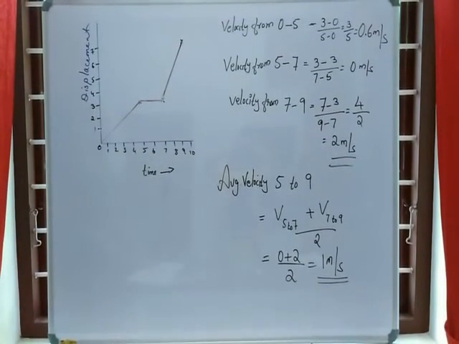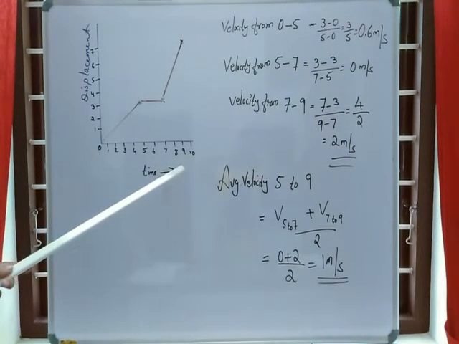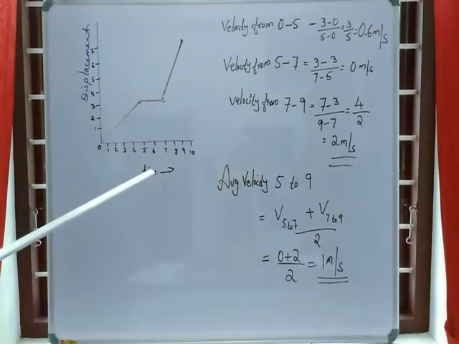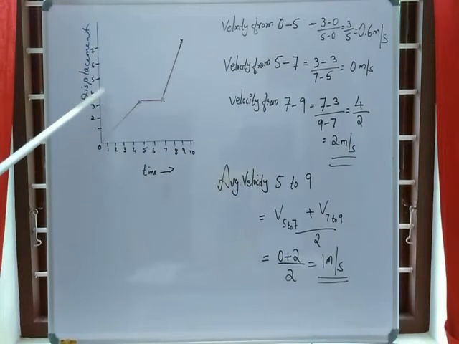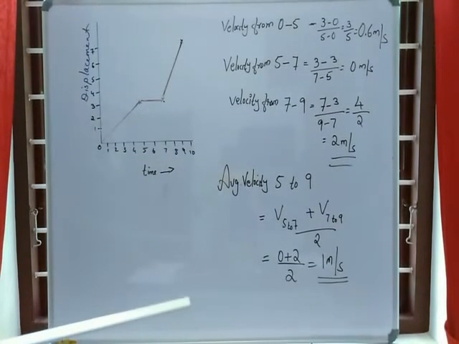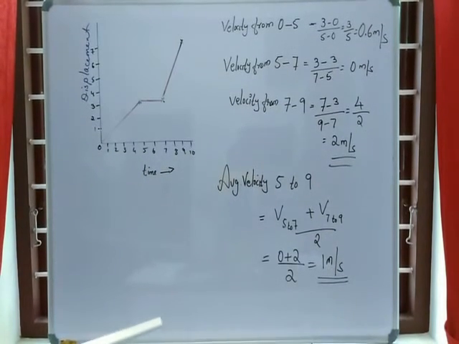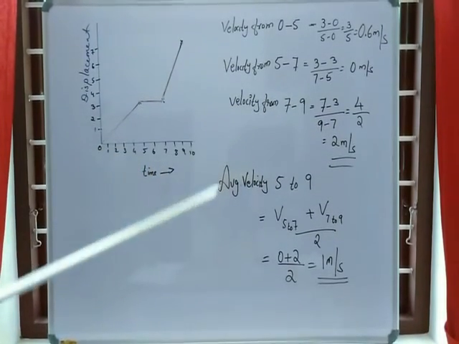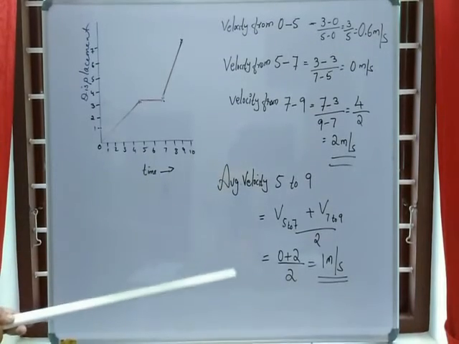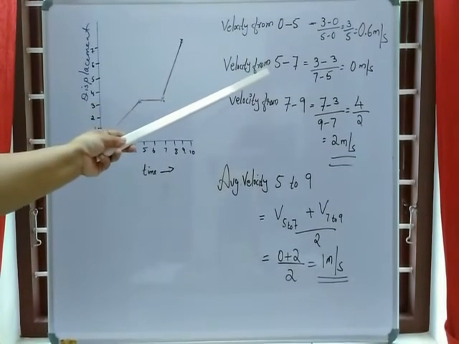Next is velocity from 7 to 9. You are asked to calculate the average velocity from 7th second to 9th second. Again same formula. Velocity is displacement by time. You have to take final displacement minus initial displacement, 7 minus 3, by final time minus initial time, 9 minus 7. You will get 4 by 2. That is 2 meter per second. So we calculated the velocity from 0 to 5. Then we calculated from 5 to 7.